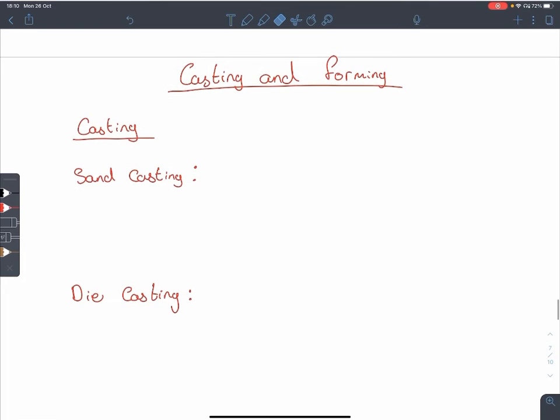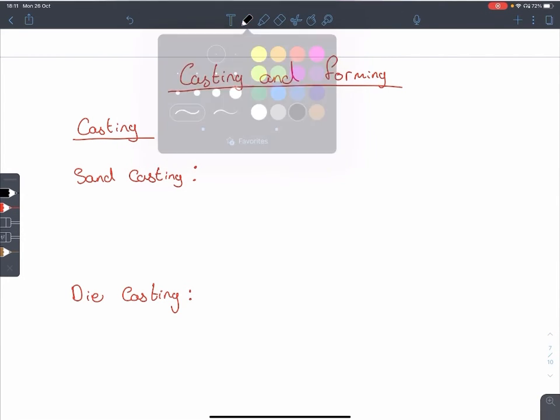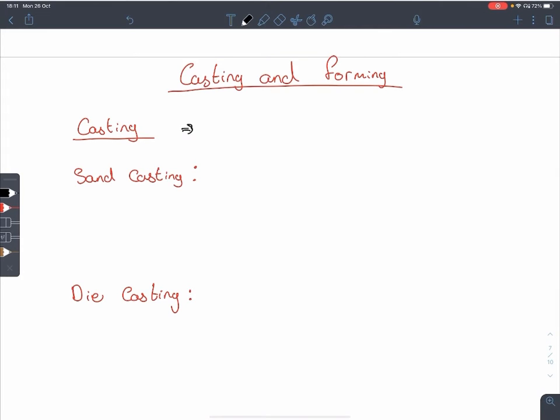So when we go into casting, there are two different types of casting. We have sand casting and we have die casting. So when we look at sand casting, it's obviously using sand, but the applications of this would be suited to making more complex shapes than just rolling it out or drawing it or extrusion. So we'll just write that down here. Casting creates complex shapes from the material.